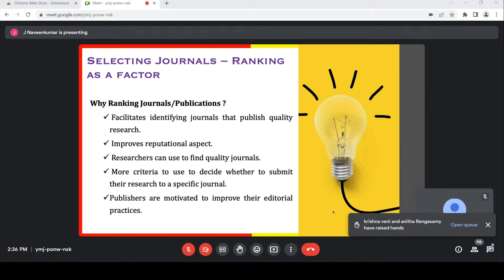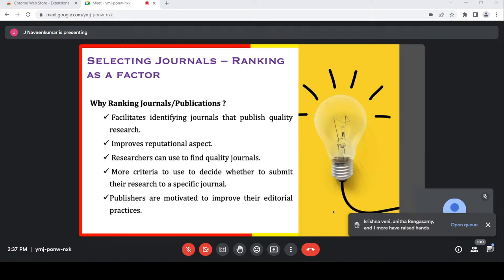So what we are going to do right now is look at some portals which will help us understand how these portals are facilitating authors to select journals for publishing their manuscripts, right? Before getting into that ranking, let's try to understand which are the major journals or platforms that are available for ranking, right? Once we understand why ranking is important, the natural question is, how do I search for this rank? Where do I search for this rank, right?